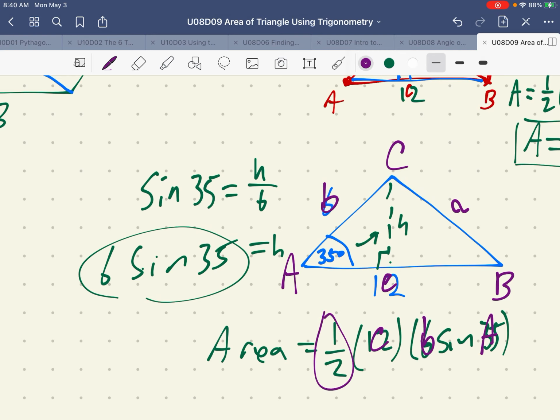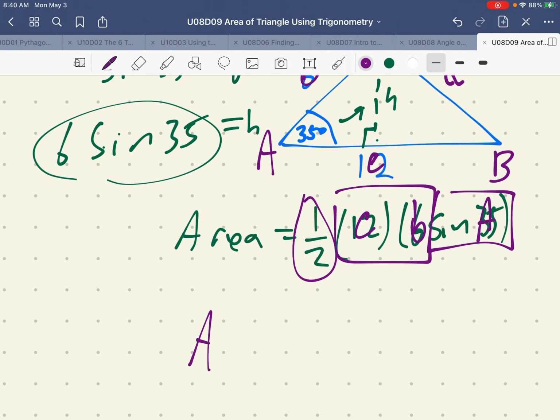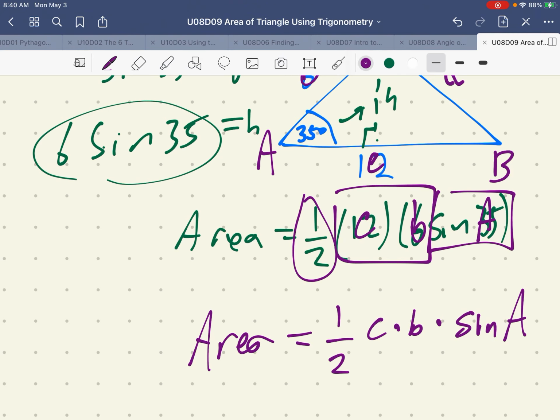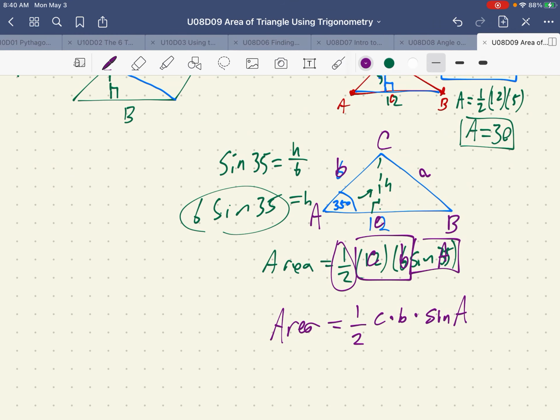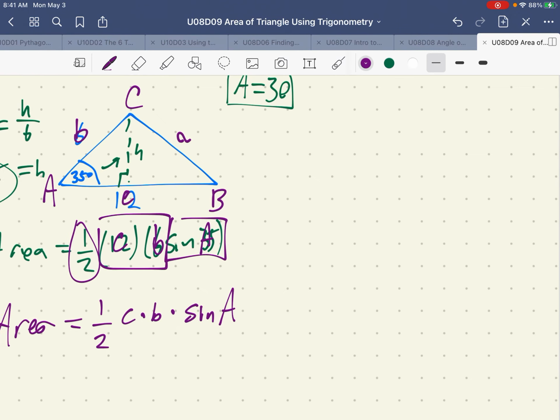So the formula is simply 1/2 the two sides being used, multiplied together, times the sine of the angle between them. That's the formula for the area of any triangle using SAS. If we know two sides and the angle between them, it's just 1/2 of the two sides, so c times b, times the sine of the angle between them, because that is the height of the triangle. And that's pretty much all there is to find the measurement of the area of any triangle.